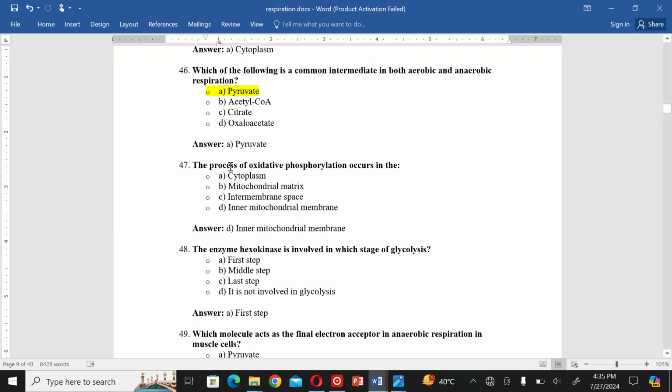The next MCQ is: the process of oxidative phosphorylation occurs in the A. Cytoplasm, B. Mitochondrial matrix, C. Intermembrane space, and D. Inner mitochondrial membrane. So the correct option is D.